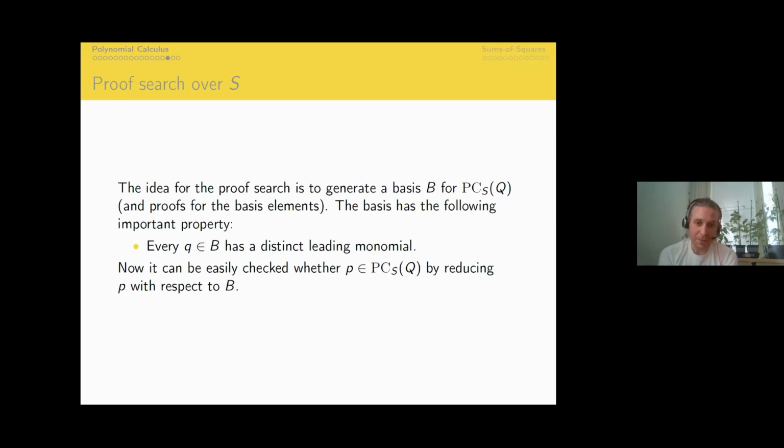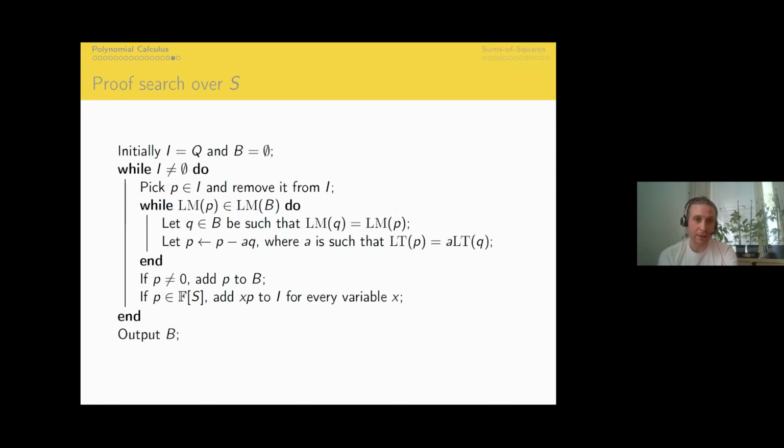Then checking whether some element P is provable is simply a task of reducing P with respect to the given basis. Because when they have distinct leading monomials, there's no real choice of what to use to reduce it further. Okay, and if you reach 0, then you know that P is provable.